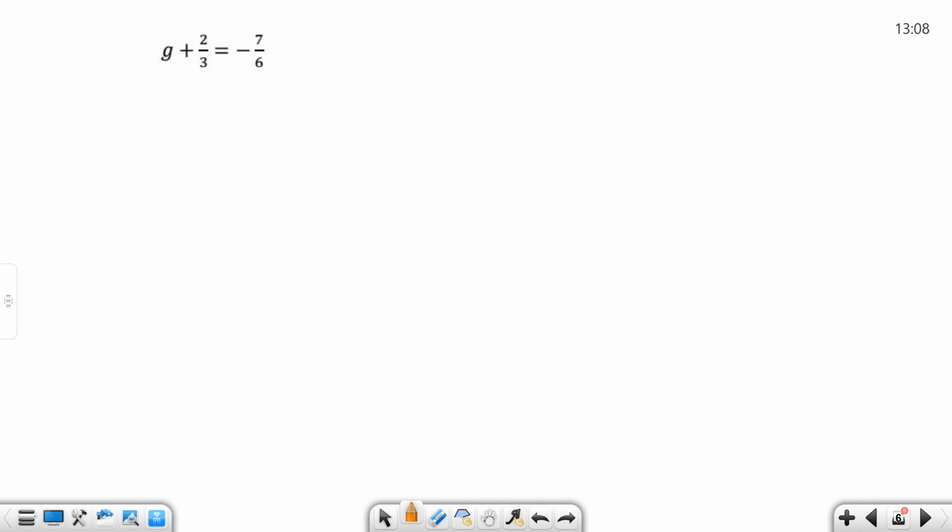Now the way we find LCDs is we take the largest one when it's numbers. When it's variables, we have to have the highest power. But when it's numbers, we don't have variables in this video here. This is just numbers. When it's numbers, you take the largest one, 6, and you say to all the other denominators, in this case there's only one more, the number 3.